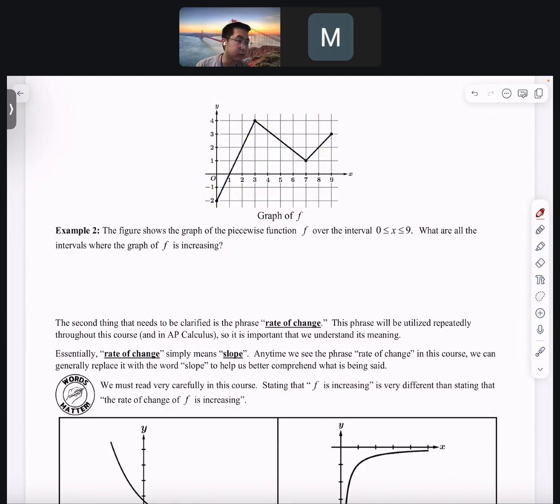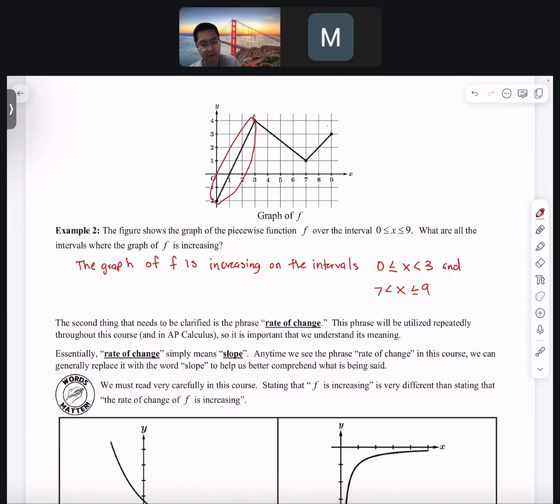So the graph of f is increasing on the intervals 0 to 3 and 7 to 9. Okay, so it's in this section, you guys, and this section. That's where f is increasing.